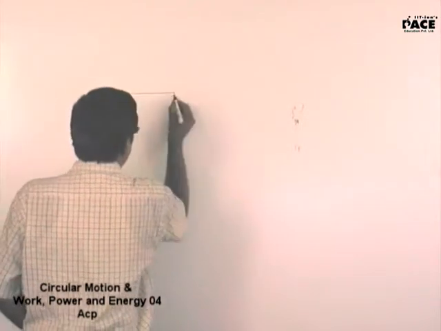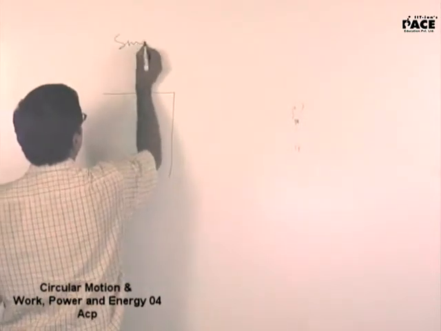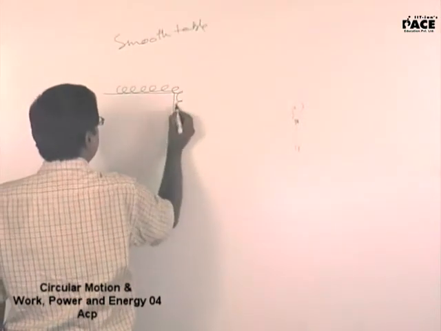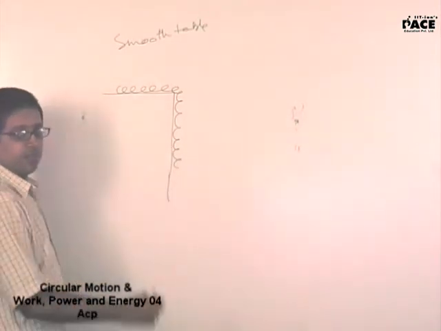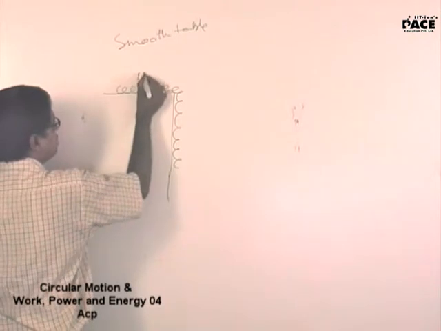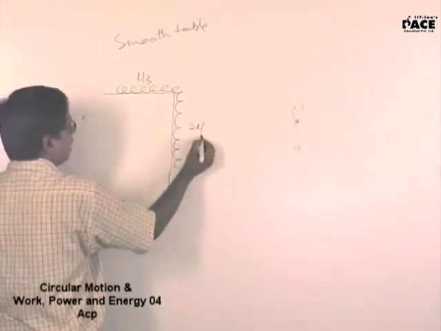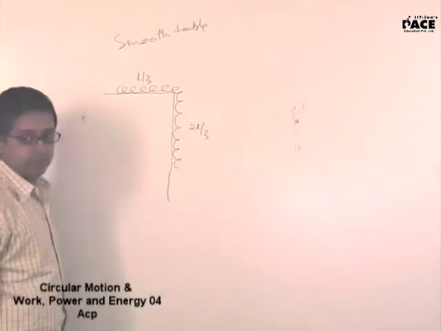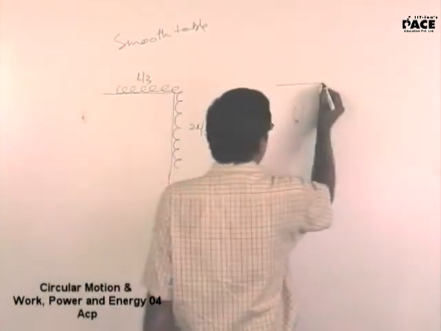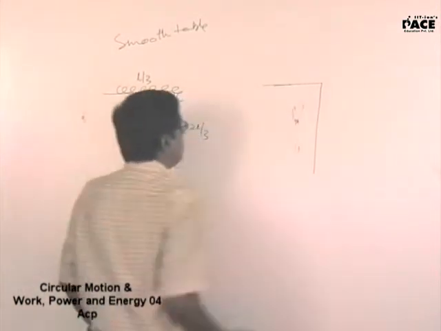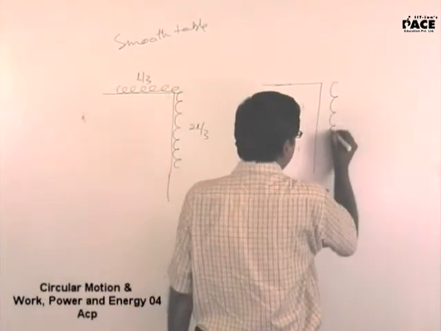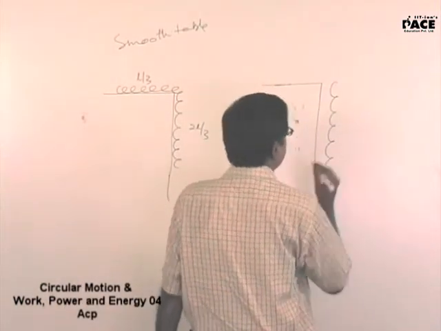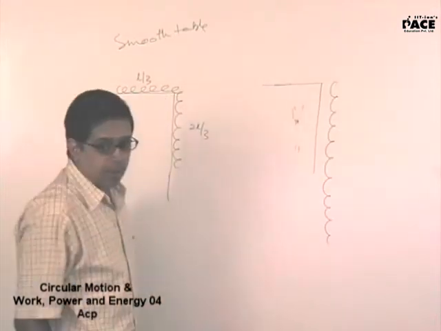Now consider a smooth table. You have a chain released from here such that this length is L by 3 and this length is 2L by 3. You are being asked, obviously because it is a smooth table, the chain will start falling. When the chain comes to this particular position, it leaves the table completely.